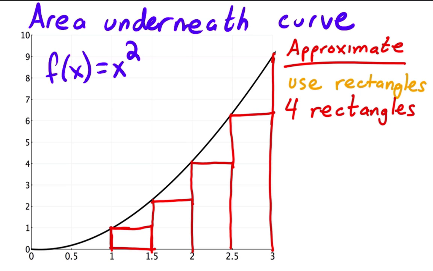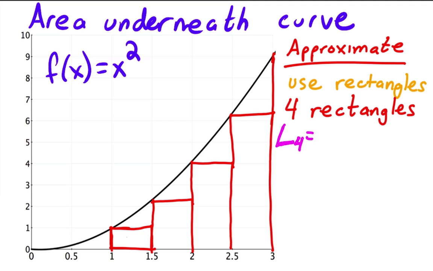So I'm going to use the proper notation now. Actually, depending on what book you have, it's going to be different. But since we're doing 4 rectangles, and this is called the left-hand approximation, we're going to use L and then a little 4 here. Okay, so this is notation for left-hand approximation with 4 rectangles.